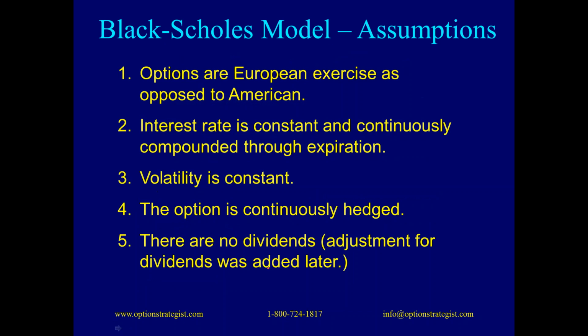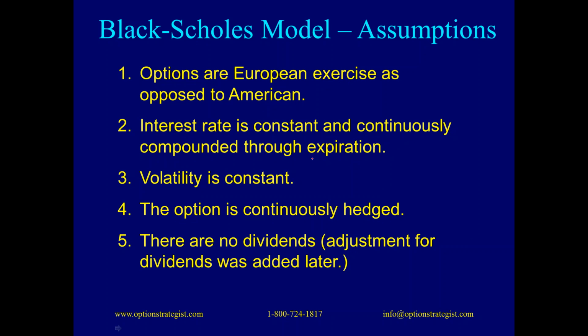So here are some of the assumptions that were in the Black-Scholes model. The options are European exercise as opposed to American. I'm sure most of you know what that means. European exercise means the options could only be exercised at expiration. American style options can be exercised at any time. The same goes, of course, for assignments. If an option can be exercised, it means if you're short, you can be assigned. You can't be assigned early on a European exercise option, only on an American style. All right.